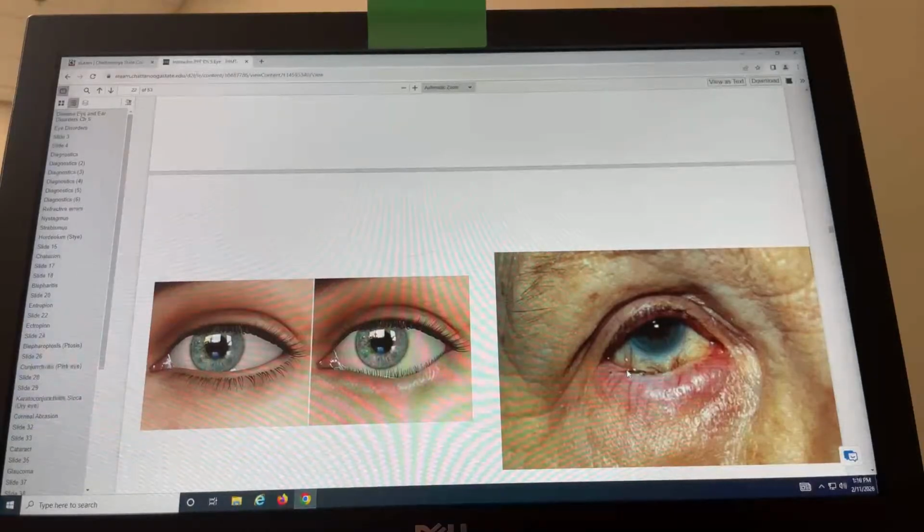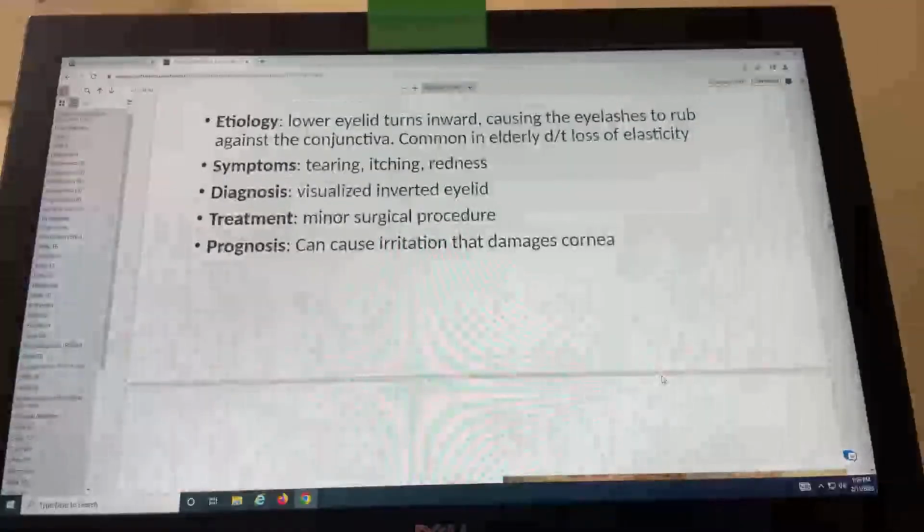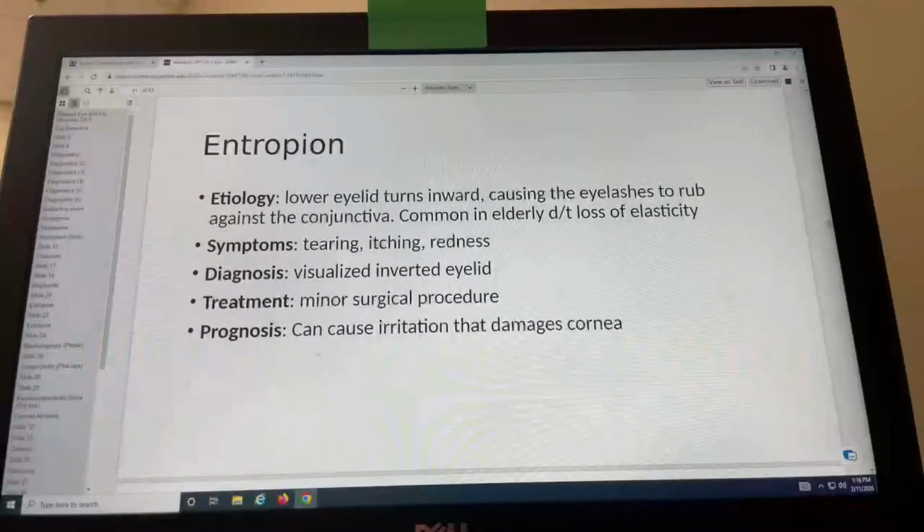Feeling that. You ever had an eyelash in your eye, ladies? Like you do your mascara and an eyelash gets sprayed in your eye. I hate that. It's the worst. Imagine having that all the time, just like one in there. This happens a lot just because they lose elasticity of their skin, and so the eyelid tends to pop in instead of holding its position out.